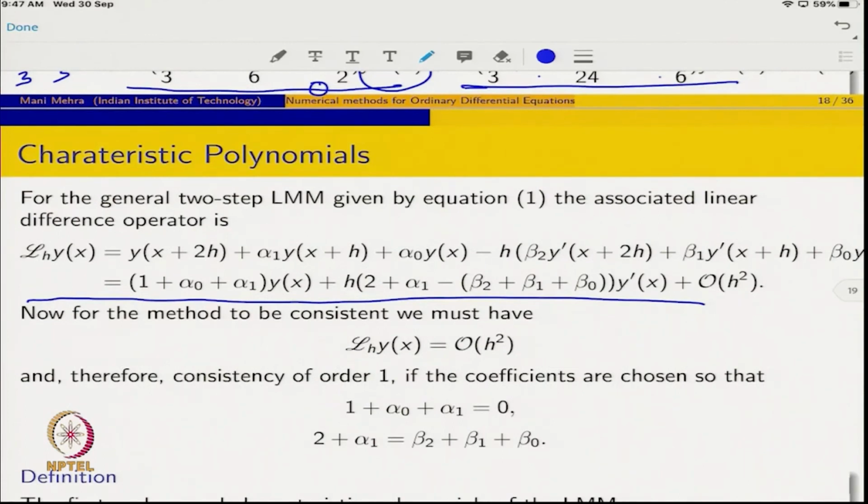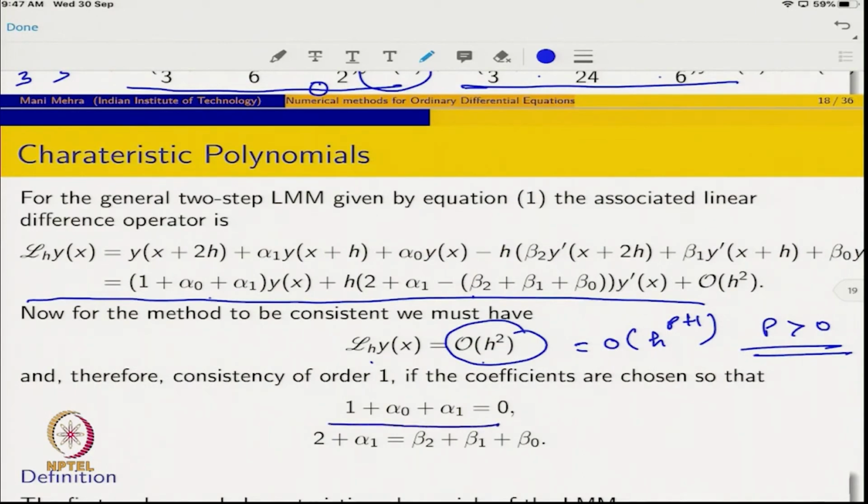Now for the method to be consistent, we must have L_h y(x) is order of h square. That is what we have already seen, that it should be h^(p+1), where p should be greater than 0. So, for any difference scheme to be consistent, we have to put that this and this are 0. If that is not the case, you will not end up with a consistent difference scheme. So, 1 plus alpha 0 plus alpha 1 is equal to 0. 2 plus alpha 1 is equal to beta 2 plus beta 1 plus beta 0. So, we are formalizing these two necessary conditions for consistency, or you can say for convergence, in the form of a characteristic polynomial.